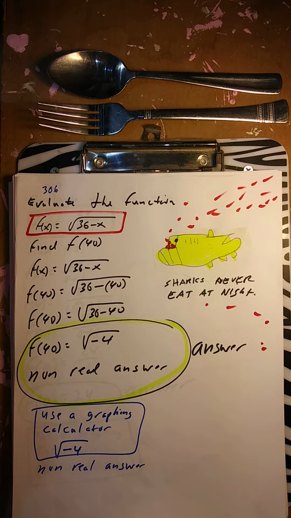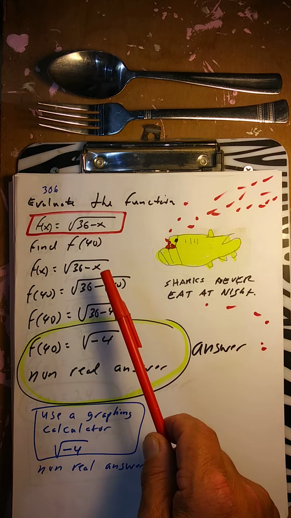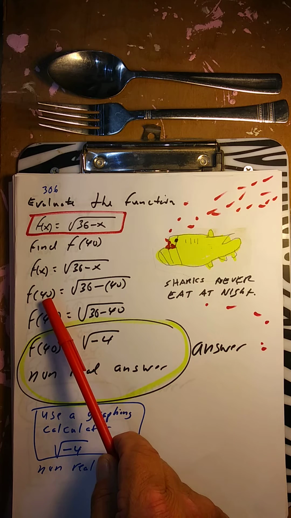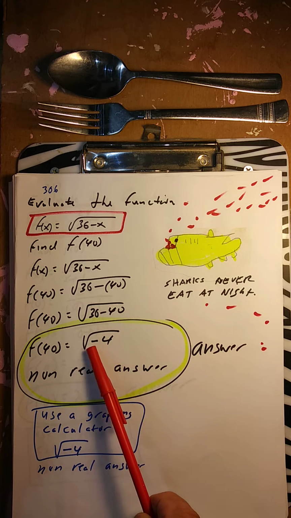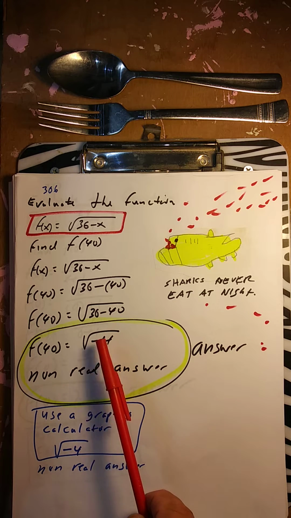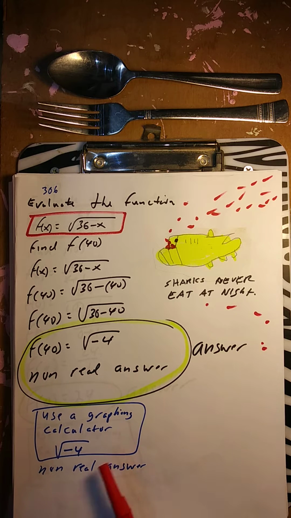Evaluate the radical function. So f of 40. What we're going to do is put a 40 in there. So 36 minus 40 is going to be the square root of -4. That's going to be a non-real answer. You can have the calculator tell you that.